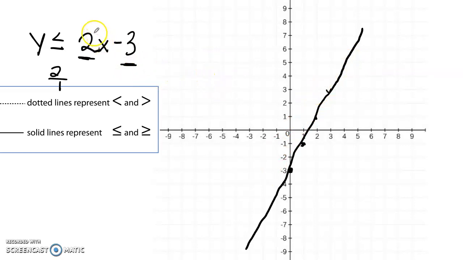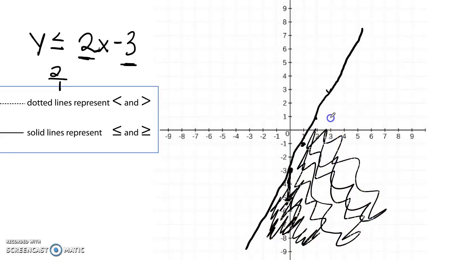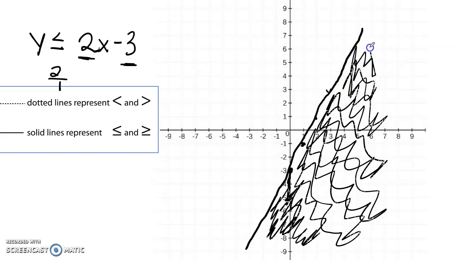Okay. Now, in order to figure out my shading, I know that my y is less than or equal to this expression here. So if I'm talking about something that's less than, my y on my y-axis, less than would be down here. I would be going down on the y-axis. So all of this side represents where y is decreasing from that line. So this would be where I would shade.